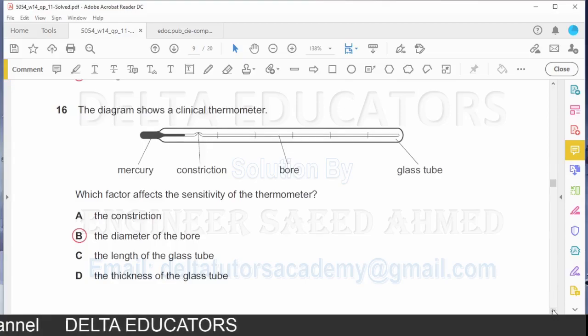Question number 16. The diagram shows a clinical thermometer. In the thermometer, this is mercury, this is the constriction, this is the bore, and this is a complete glass tube or a capillary tube. Which factor affects the sensitivity of the thermometer? Okay, sensitivity is affected by the diameter of the capillary tube. Now here in option B, it is given the diameter of the bore. Diameter of the bore means diameter of this capillary tube. So our correct option is option B.